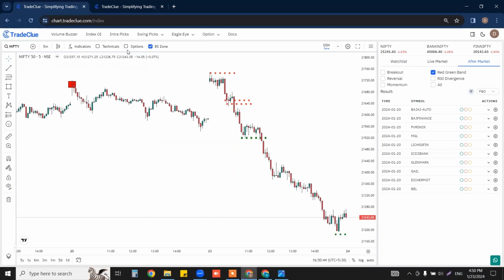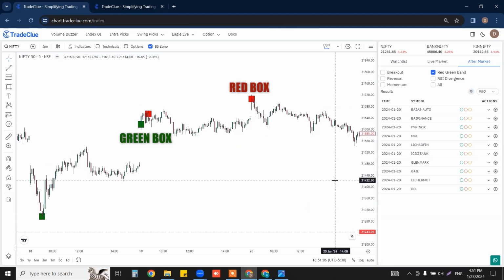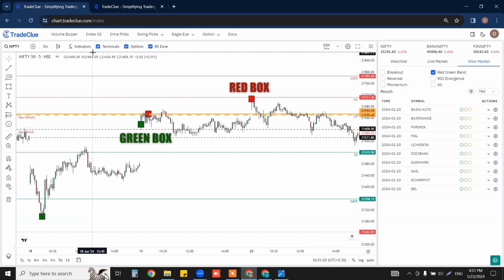The first main feature to understand with respect to execution and analytics on index are the red and green boxes. Just to make a point clear, technical levels, option levels, and the buyer seller zones will all be provided before the market starts. The main usage of these levels is for your EOD analytics. That is, before the market starts, you prepare your plan for index trading as well as for your stock trading. Along with that, the red and green boxes will also be available to you before the market starts.